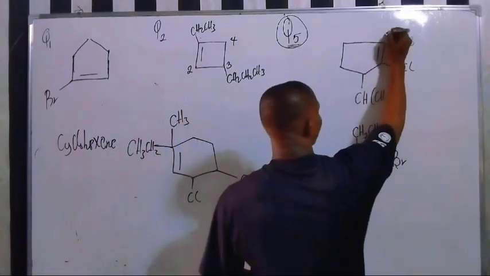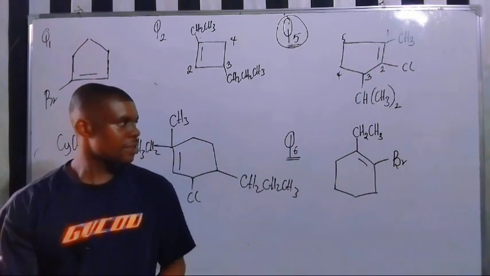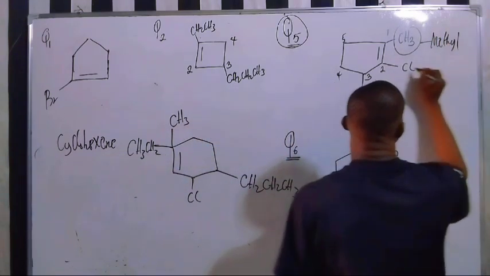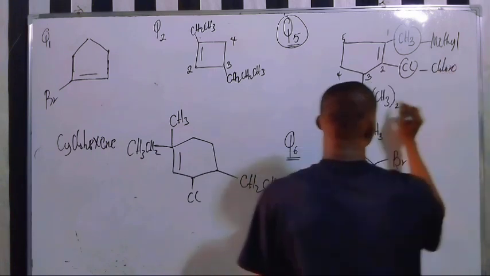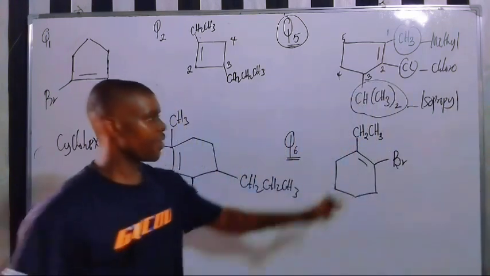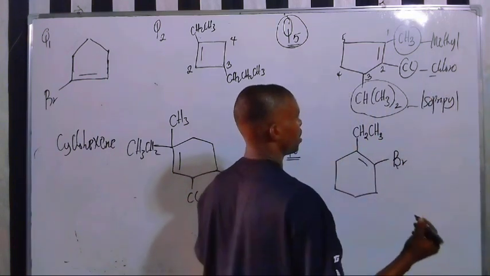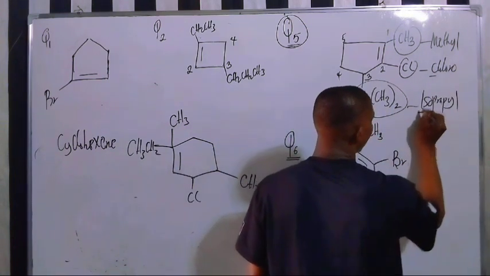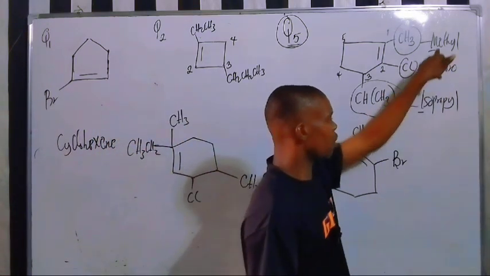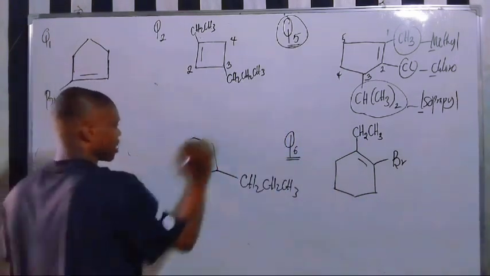You find that here's my carbon 1, carbon 2, carbon 3, carbon 4, carbon 5. Here is methyl. Here is chloro. Here we have isopropyl. Iso-propyl, very important. Now, C will come before I, and M will come before I in alphabetical order. So C comes before M, and M comes before I in alphabetical order.